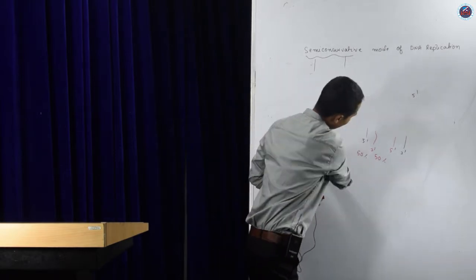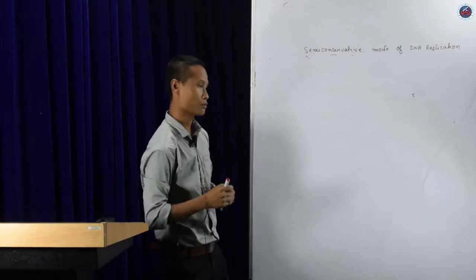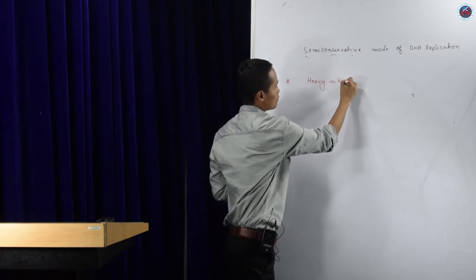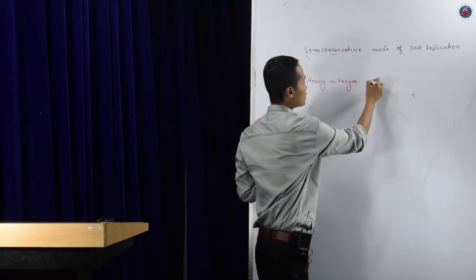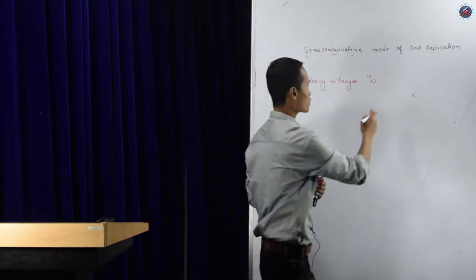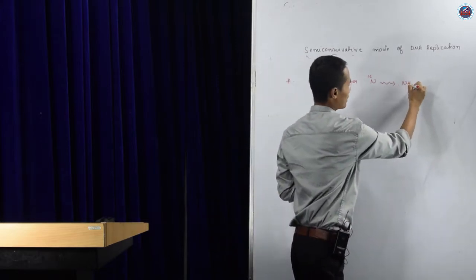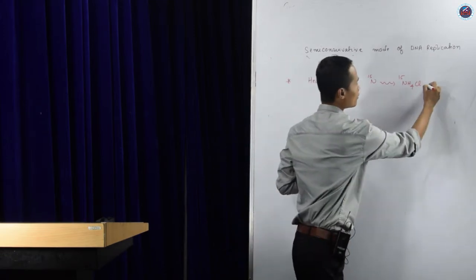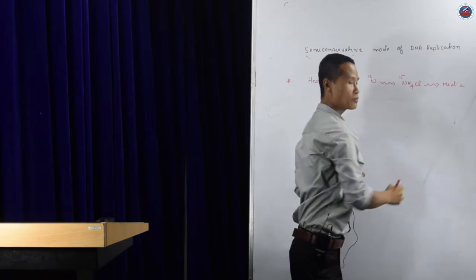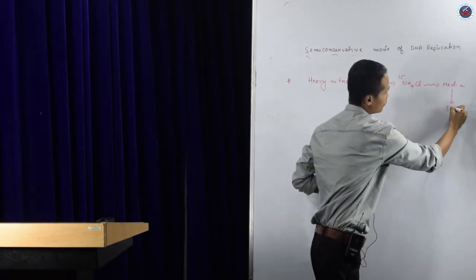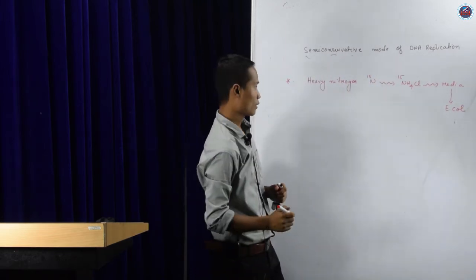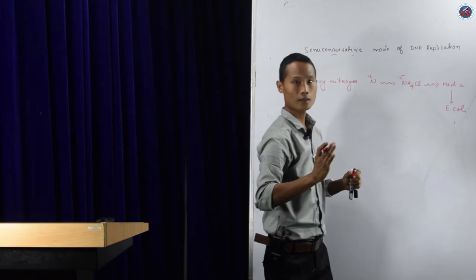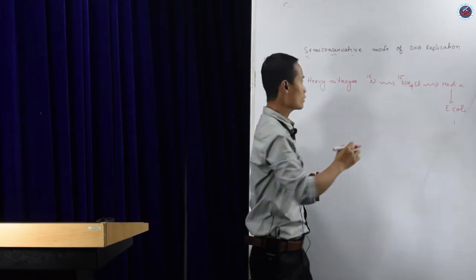What they did was they took heavy nitrogen. That heavy nitrogen was N15. The source was ammonium chloride. They took this ammonium chloride, which contains heavy nitrogen, and added it in a media, and the E. coli were allowed to grow for many generations. So these bacteria started multiplying for many generations, and their DNA will consist of heavy nitrogen.